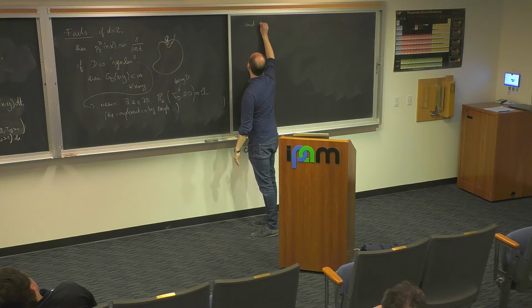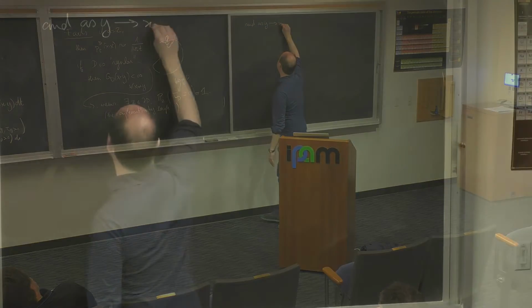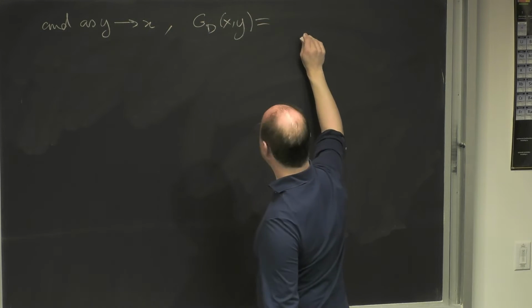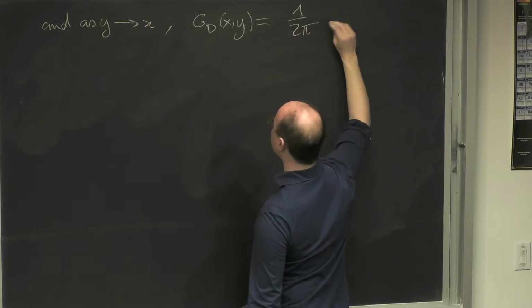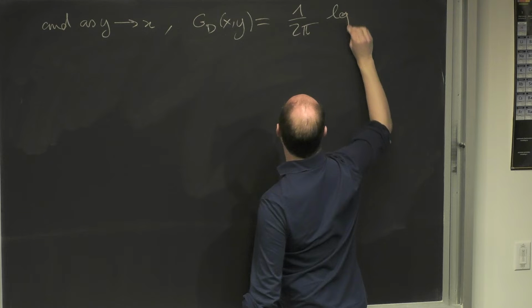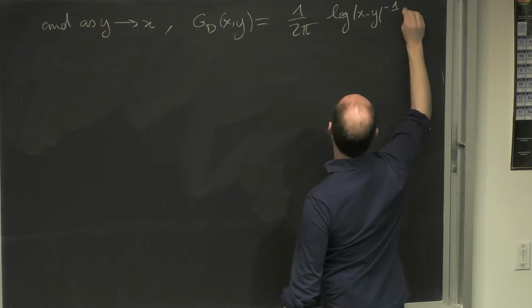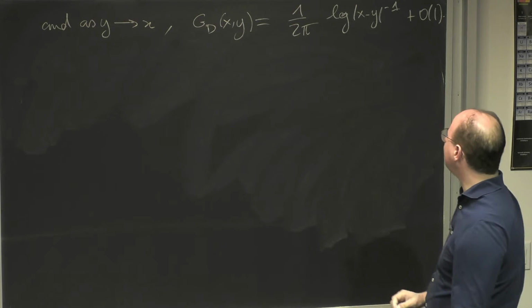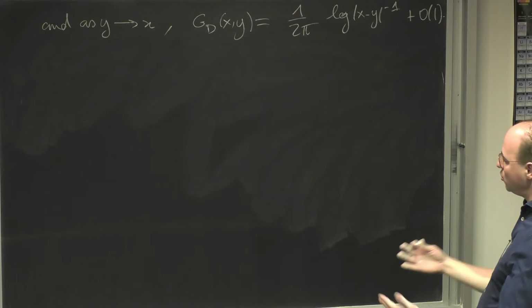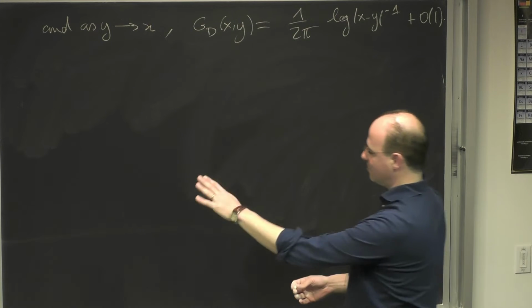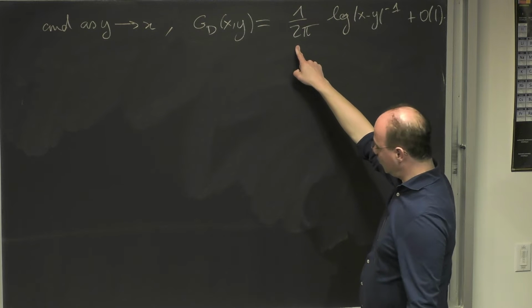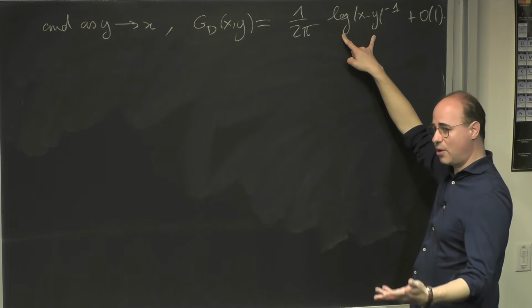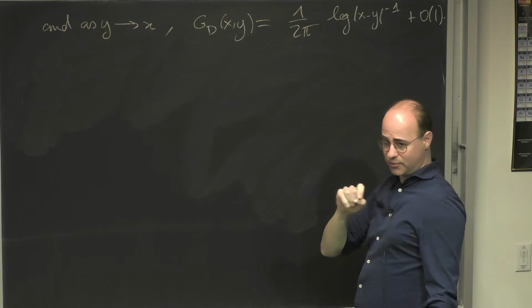And as y tends to x, so as the points get close to one another, so that's a 2-dimensional fact, in 2 dimensions the Green function blows up. And how does it blow up? Logarithmically in the distance with a certain constant factor in front.